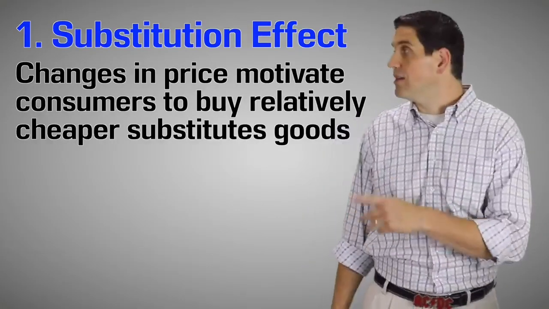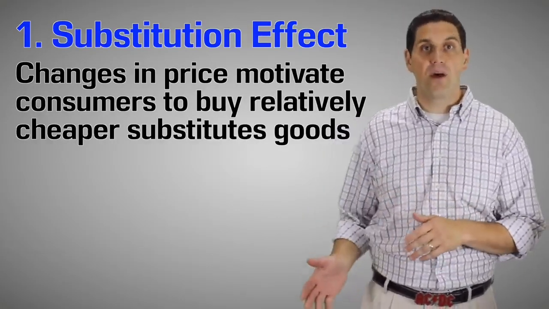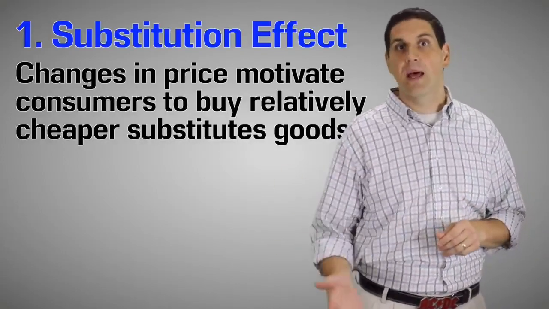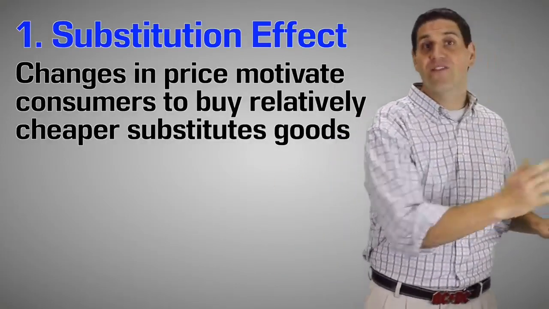Now it goes the other way. When the price goes up for milk, the quantity demanded for milk is going to decrease because people are going to move away from milk and go find a different substitute product. I wish I could find a substitute product.